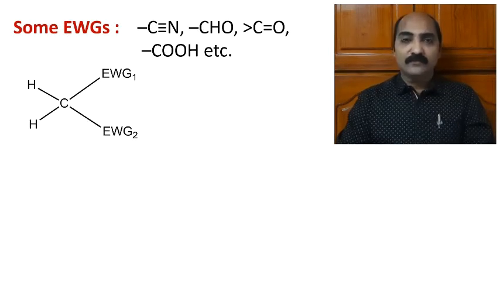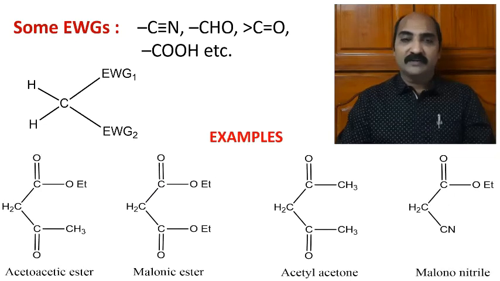Now, few examples for active methylene compounds are malonic ester, acetoacetic ester, etc. These active methylene compounds are highly useful in synthetic organic chemistry because one can prepare wide variety of classes of organic compounds from acetoacetic ester or malonic ester. Okay, let us focus on the preparation and properties of acetoacetic ester in part 1 of this presentation.